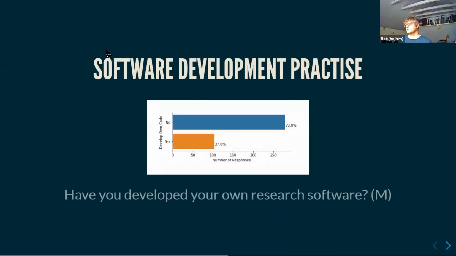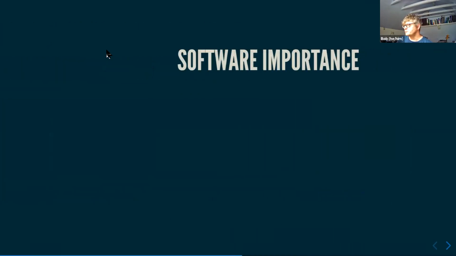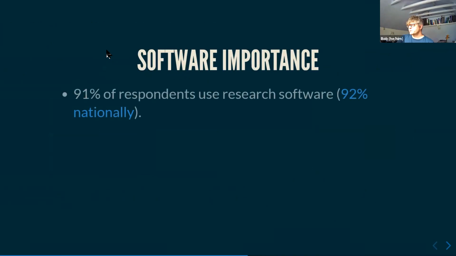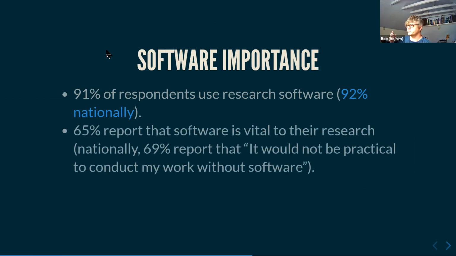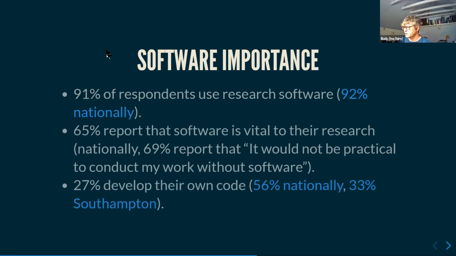When we look at software development practice and ask if people have developed their own research software, we see that a subset of people have developed their own research software within our respondents. Summarizing this and comparing it to some other results, in terms of use and importance of software, as far as we can tell, there's a similar picture at Sheffield to the national picture. So we can go ahead and say, yes, software is very important.